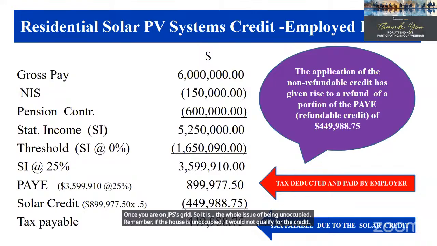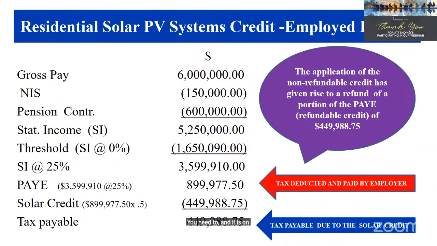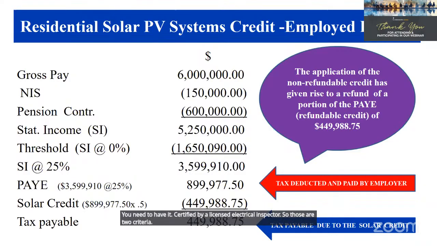So once it is your primary place of residence that is occupied by you, and it is on JPS's grid, you need to have a license from Ministry of Science, Energy, and Technology. In addition to that, after you have installed the system, you need to have it certified by a licensed electrical inspector. So those are two criteria. Don't know if I answered the question.